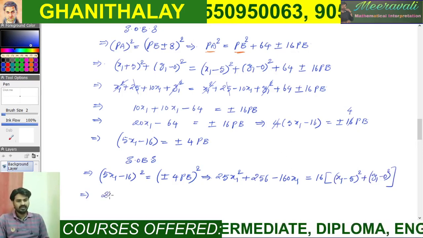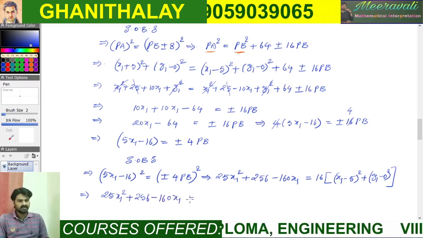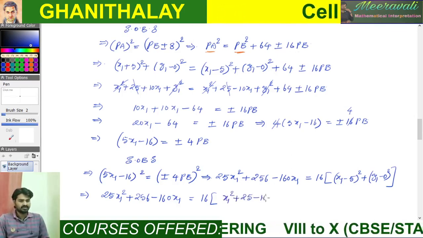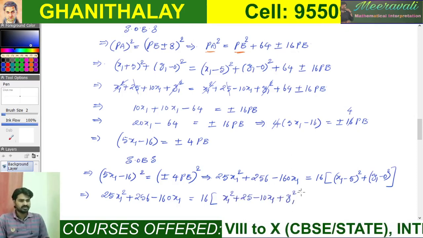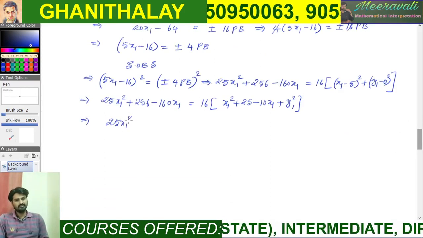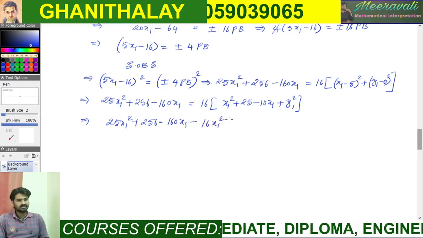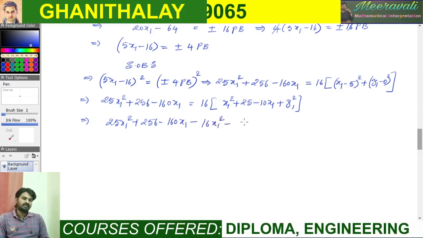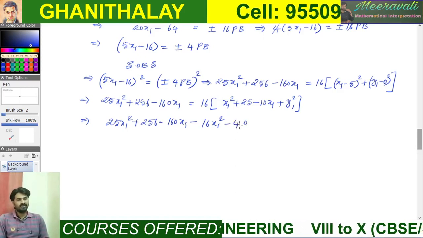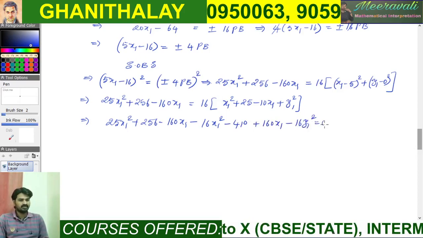Now simplifying here, 25x1 square plus 256 minus 160x1 is equal to 16 into x1 square plus 25 minus 10x1 plus y1 square. Now multiplying by 16 on the left hand side and taking it to the left side: 256 minus 160x1 minus 16x1 square minus 16 fives are 80, 16 twos are 32, 32 plus 9, 41, plus 160x1 minus 16y1 square is equal to 0.